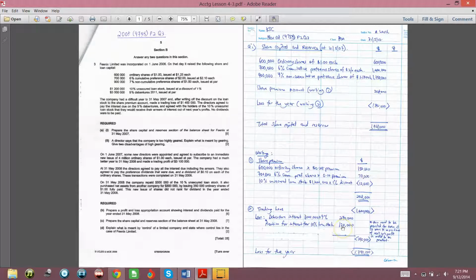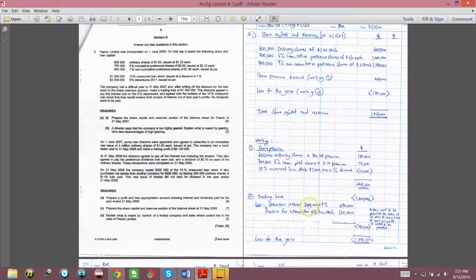Correct? So this is the general accounting policy. You have to accrue for it, even though it will be paid next year. That's why I clarify it. So my loss for the year is 140,000. These two add together to 390, which will be 1,790. So I put here: this is total share capital and reserves.